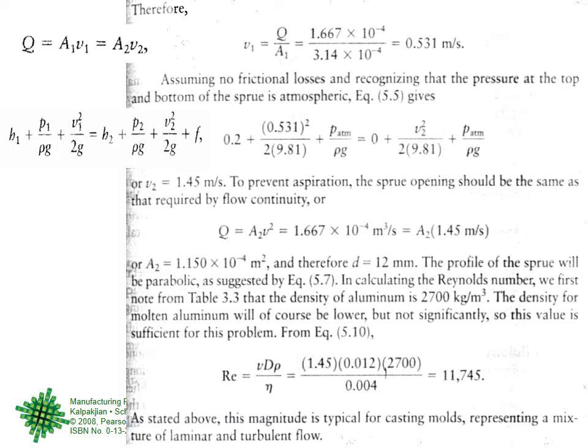Aspiration, remember, will happen if the air bubbles get entrapped. So the thing is very simple. This equation is the continuity equation. If there is a continuity of flow, if we do not have disturbances and so on, then aspiration will not happen. So if you keep the same flow rate, then aspiration will not happen.